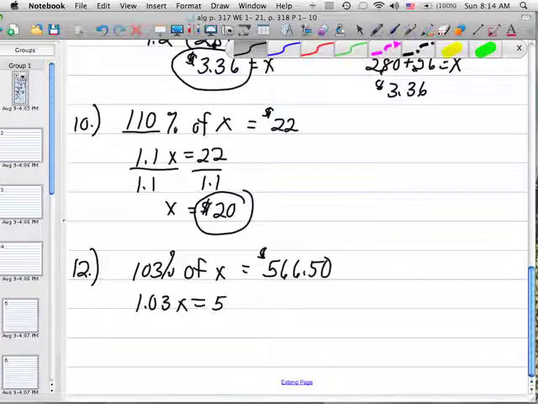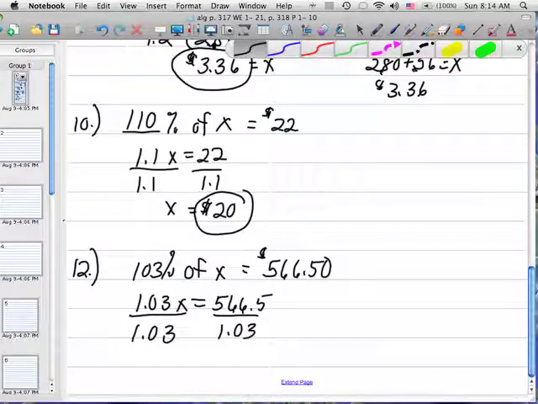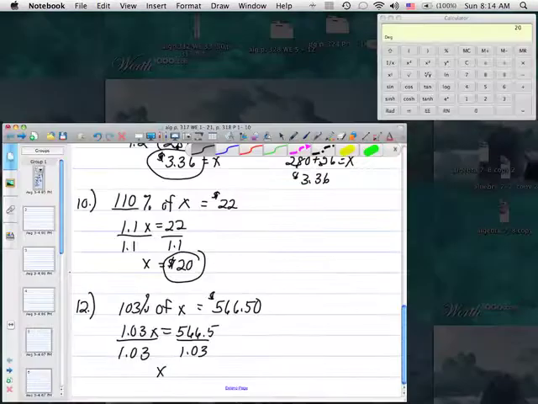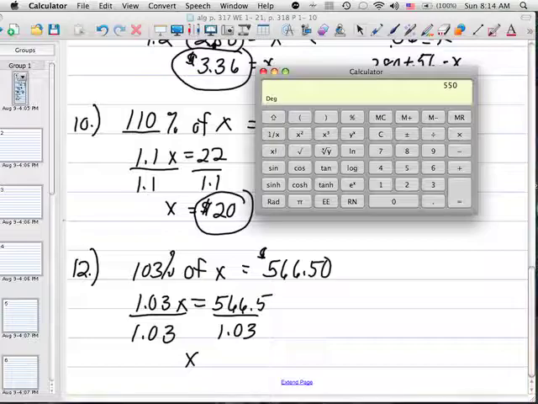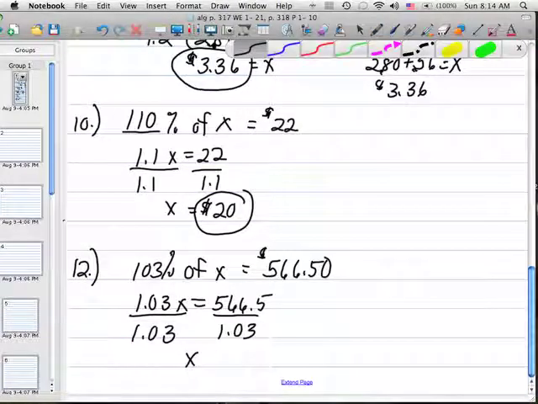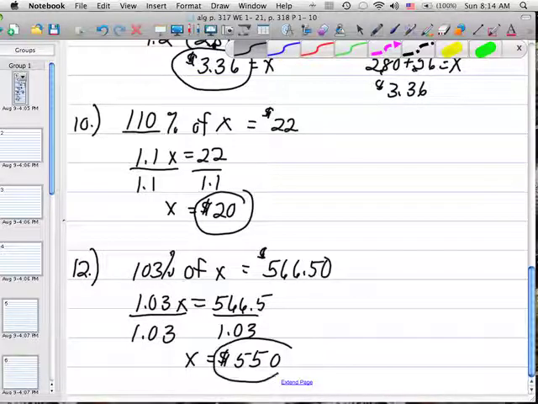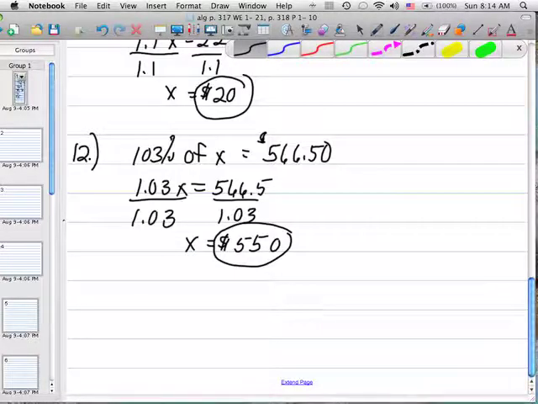We know this new price is a 3% increase of the original, so that's 103%. So we use 1.03x equals 566.5, divide by 1.03, and we get x equals 550. 550 was the original amount, and the 566 was the total increase added to the original amount.